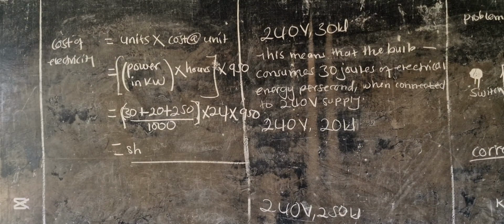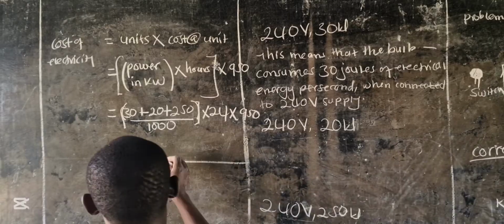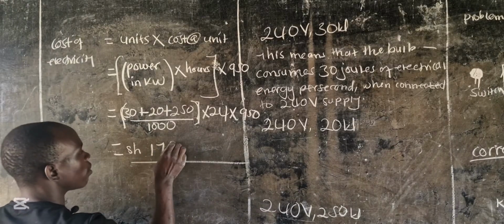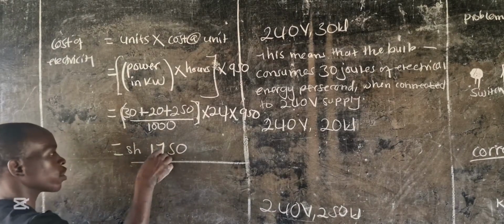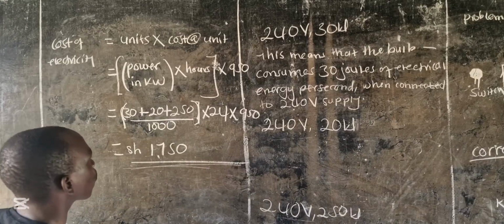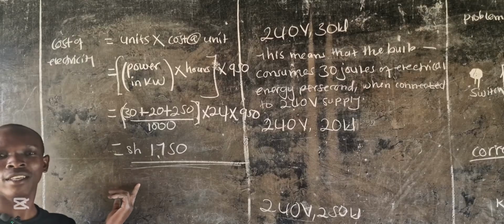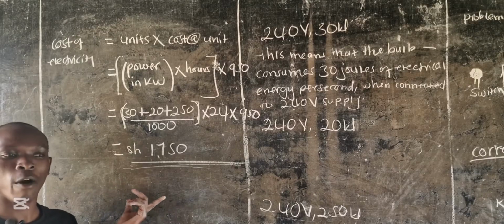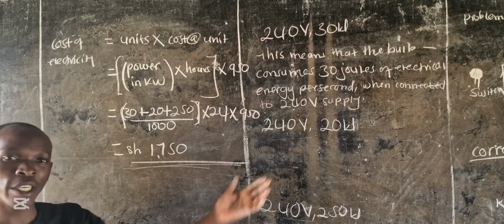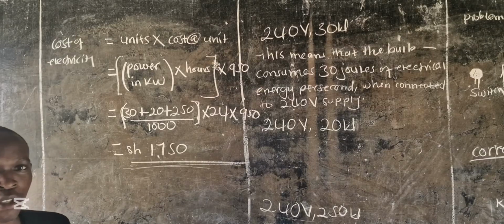So when you have all that, you see that you have around 1,750 shillings as your answer. So this is the money they have to pay after 24 hours if they continue maintaining those bulbs.